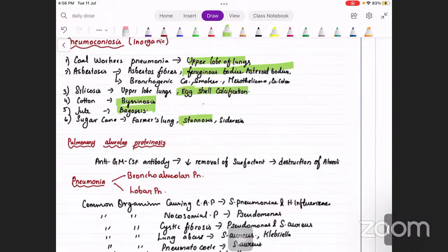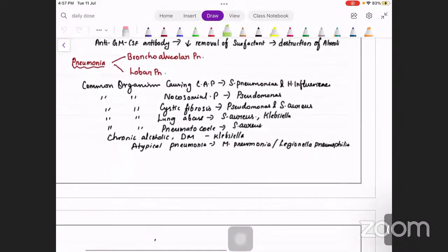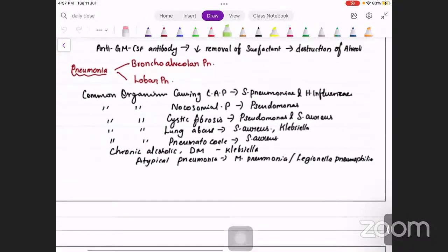Coal workers, upper lobe. Asbestosis, ferruginous bodies and asteroid bodies, associated with mesothelioma and cancer colon. Cotton, byssinosis; jute, bagassosis; sugarcane, bagassosis. Silicosis, you may see the eggshell calcification and upper lobe. You have to remember this, people. Very, very important. Okay, then pneumonia.